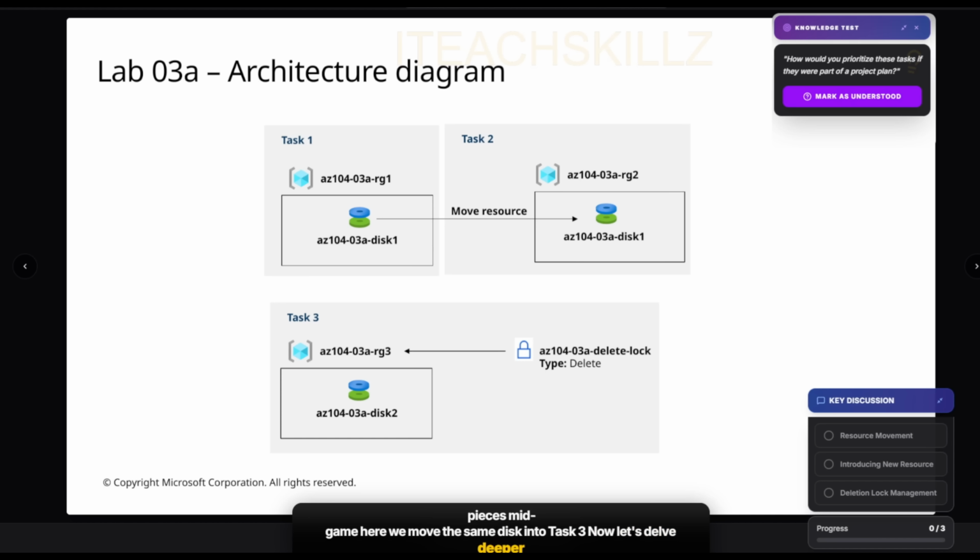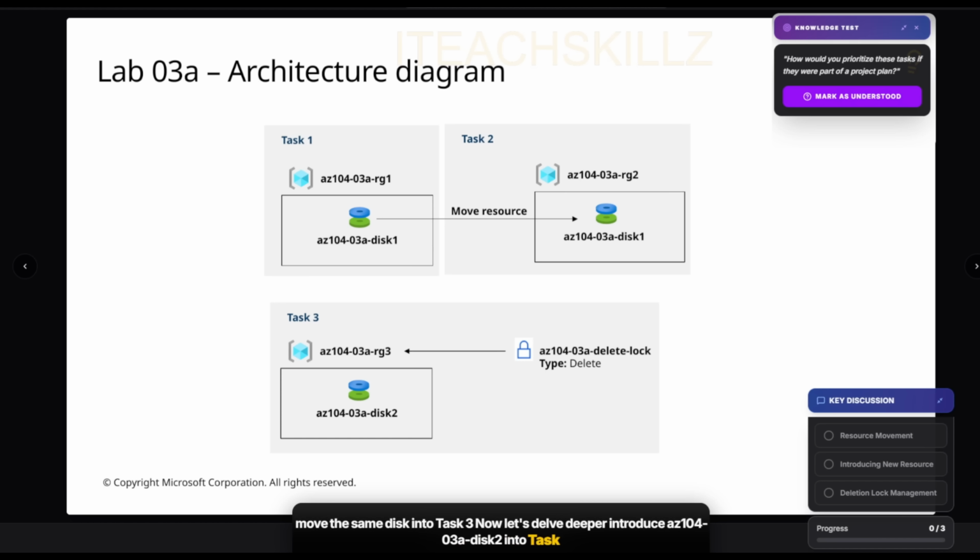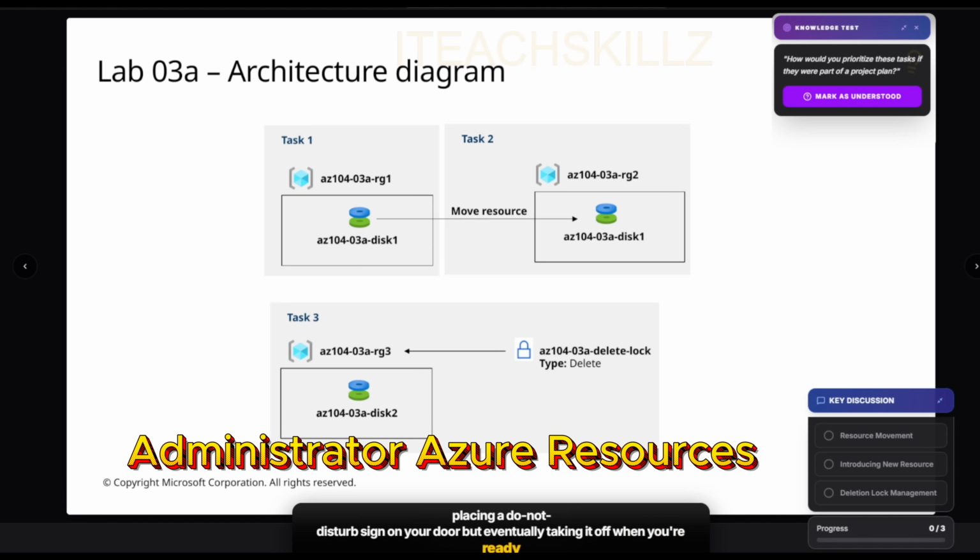Now let's delve deeper. Introduce AZ-104-03A disk 2 into task 3 within resource group AZ-104-03A AG3, much like adding a new layer to our architecture cake. Lastly, consider the action of locking and then removing the delete option for AZ-104-03A delete lock. It's similar to placing a "Do Not Disturb" sign on your door, but eventually taking it off when you're ready.